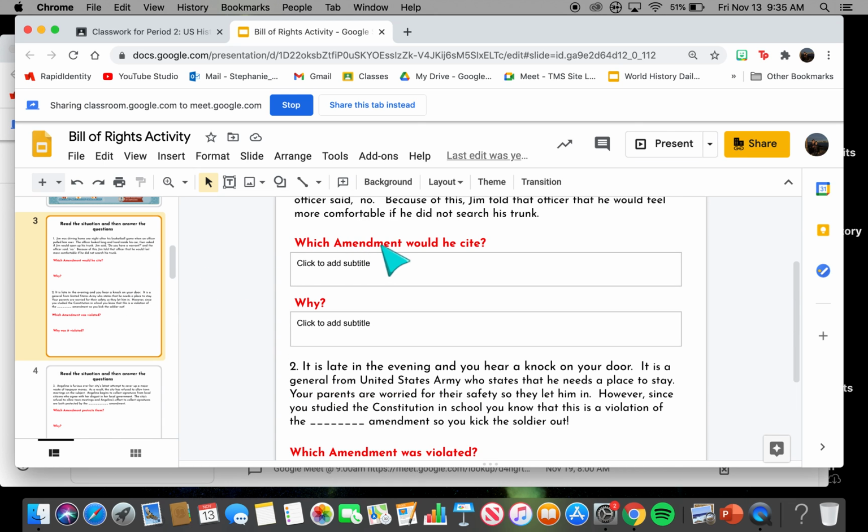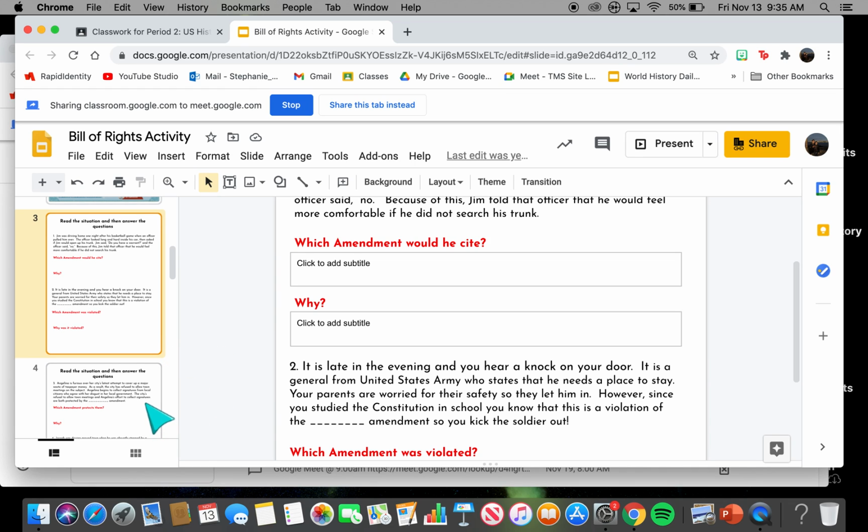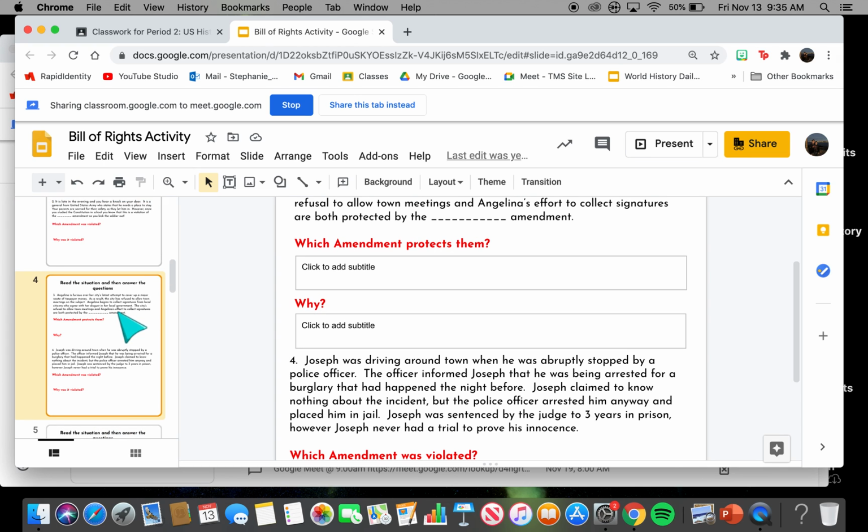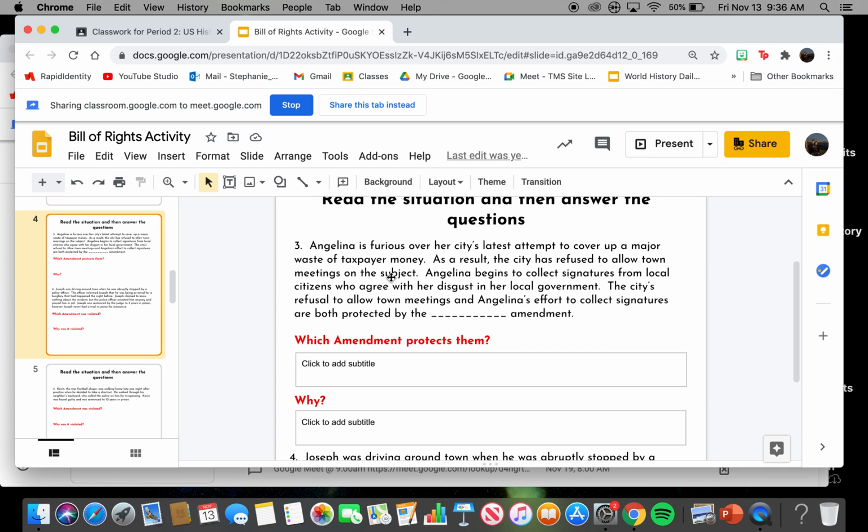So what amendment would he cite? He would cite the Fourth Amendment. Why? Because it guards against them being able to search his property without some kind of warrant or probable cause, meaning suspicion that you did it. That's what you're going to do for each of these. You're going to read what it says, and then tell me which amendment it is and why. Don't forget to put the why, because that gets you just as many points.